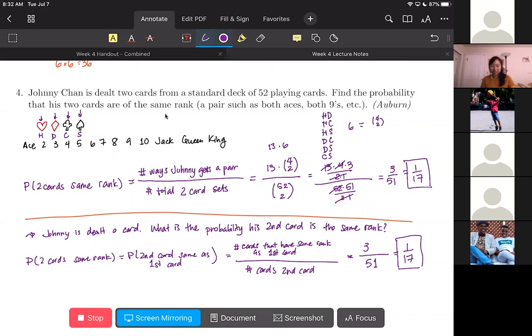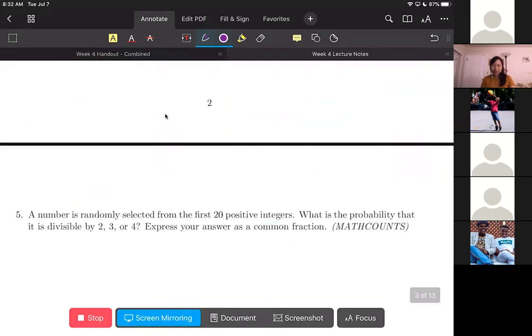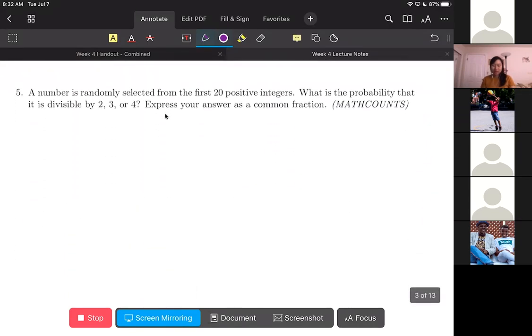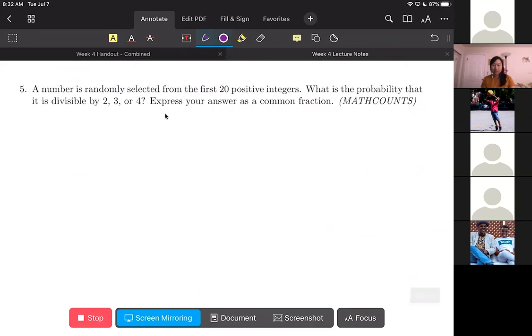All right. Okay, let's try a different one. This one's interesting because it uses some things that we learned in previous weeks. So this one says a number is randomly selected from the first 20 positive integers. What is the probability that it is divisible by 2, 3, or 4?